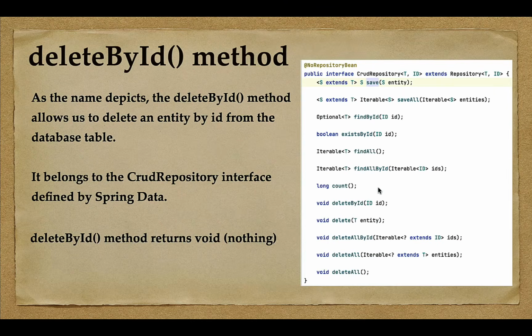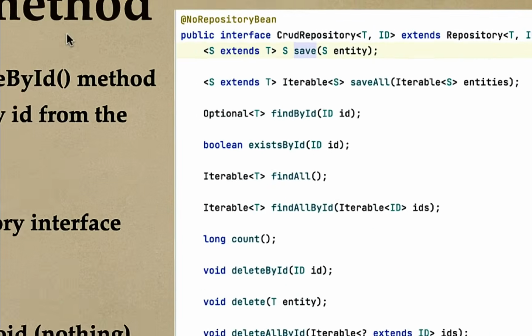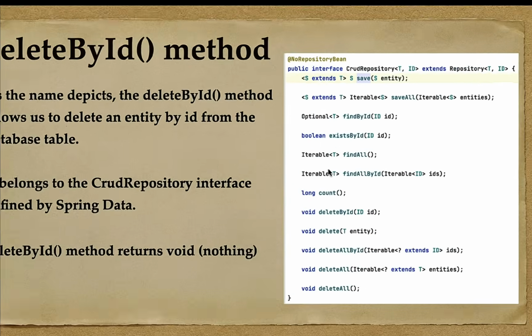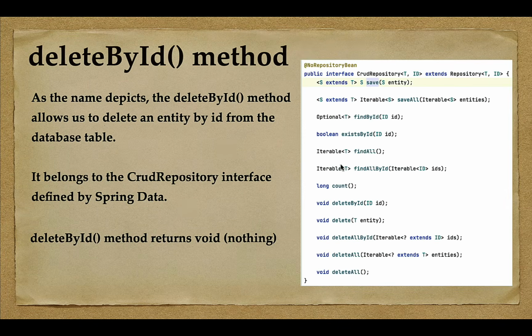Hi, welcome back. In this lecture, we'll see how to delete an entity by ID from the database table using the deleteById method. Basically, the deleteById method belongs to the CrudRepository interface, and it does not return anything. It simply returns void. So whenever you have a requirement to delete a record or entity by ID from the database table, then you can go ahead and use the deleteById method.